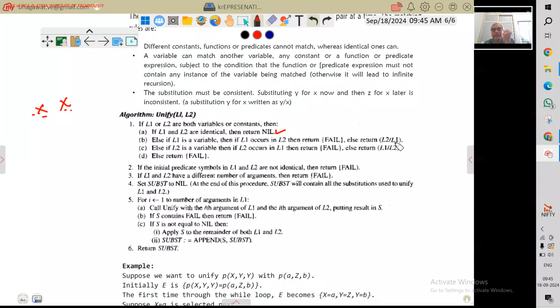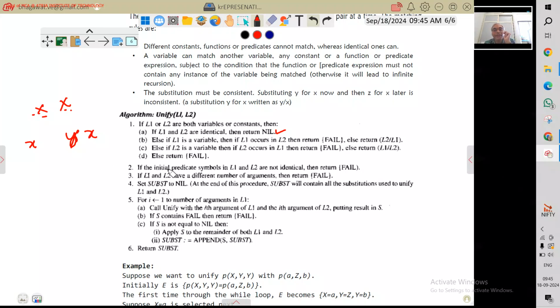If it is not, then we are going to replace L2 by L1. So if one is X and the other one is Y, then we are going to replace this Y with X, so that you try to do the unification. Similarly, vice versa. If L2 is a variable, then if L2 occurs in L1, we return fail, else we replace L1 by L2. This is the first step when we have got only variables.